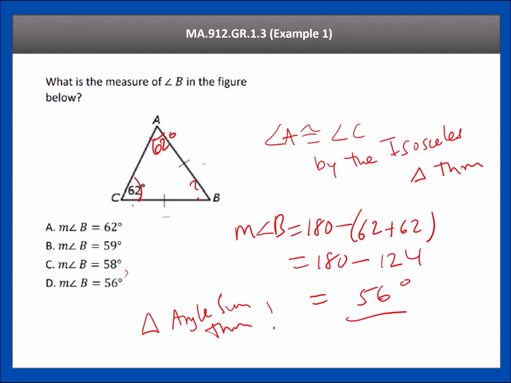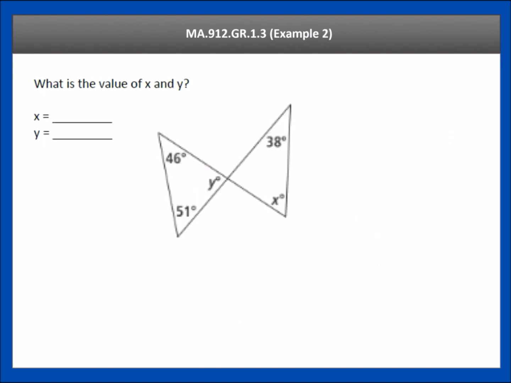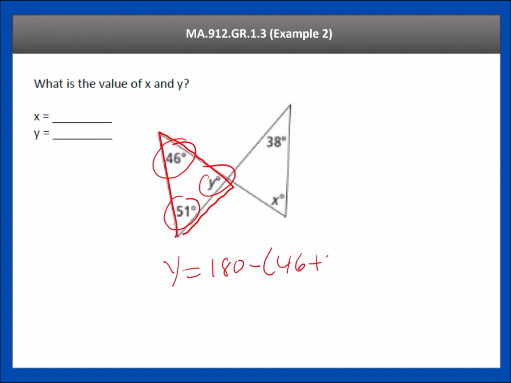All right, so that takes care of this. Example 2: what is the value of x and y? Looking at this triangle, we know that the angles must add up to 180 degrees by the triangle angle sum theorem. So I can get y. y equals 180 minus (46 plus 51). That's 180 minus 97, so if I subtract that, I get 83 degrees.